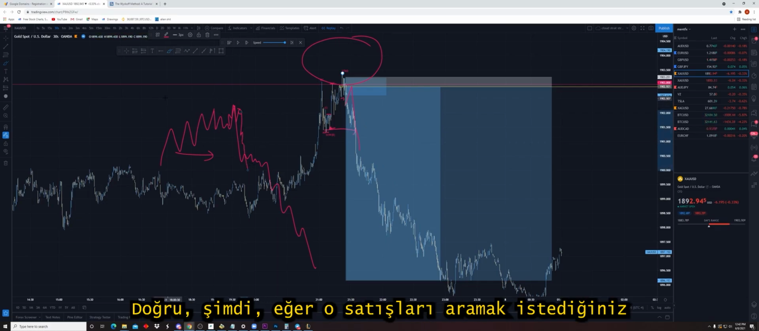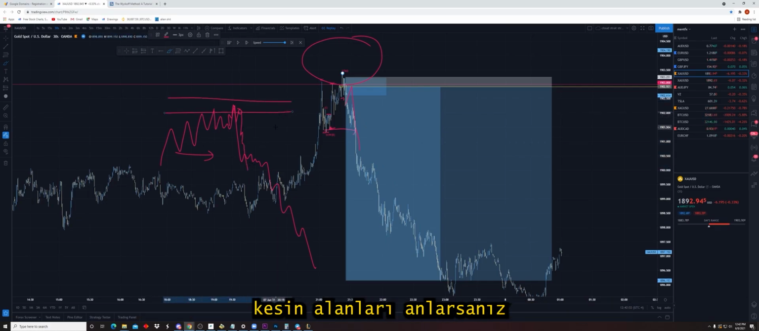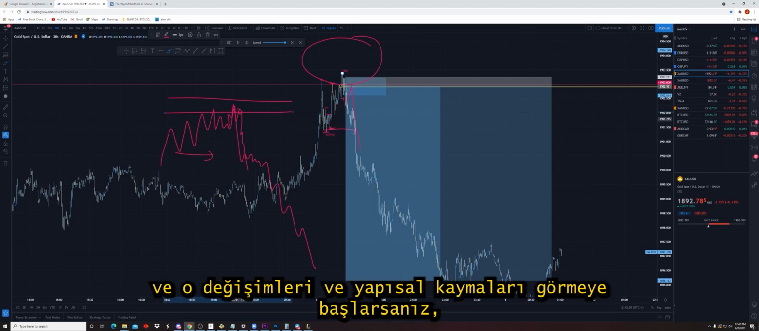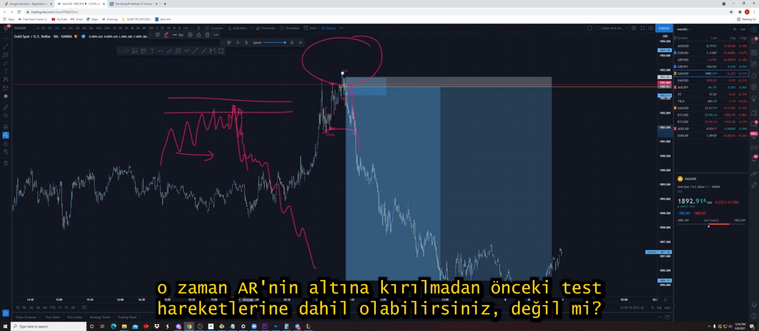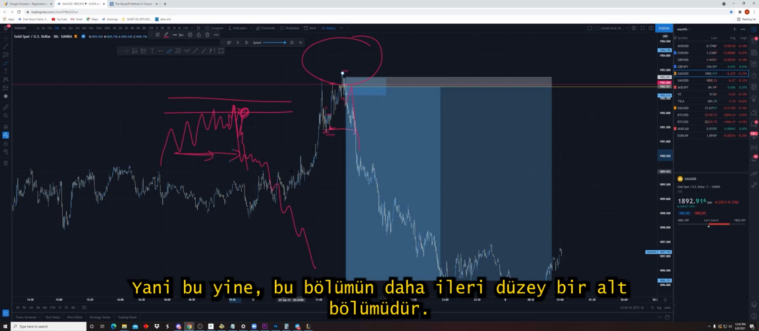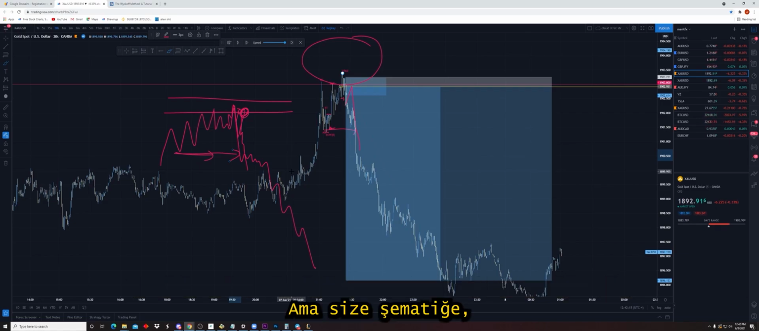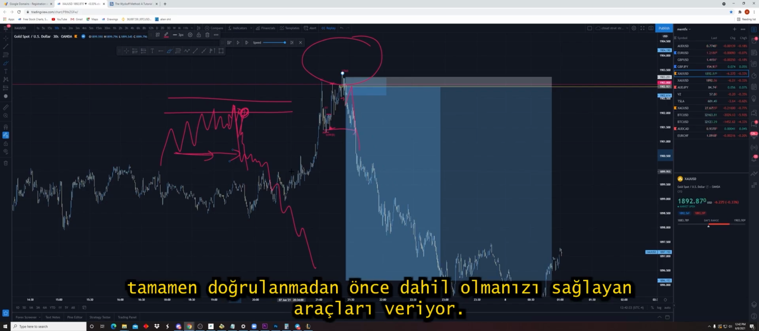Now, if you understand the exact areas that you want to look for those sells from, and you begin to see Wyckoff occur, and you begin to see those changes and shifts in structure, then you can be involved on those tests before the breaks below the AR, right? So this is, again, a more advanced subsection of this section, but it's giving you the tools that allow you to get involved in schematics before they fully verify.